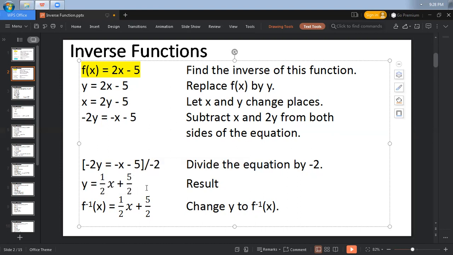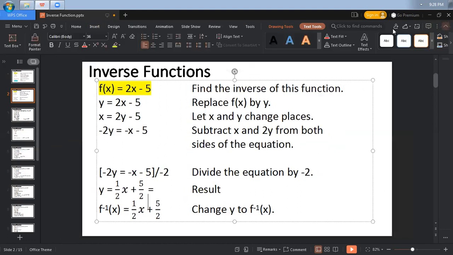Now, pwede rin po na sagot dyan ay ganito. So, mag-insert lang ako ng equation.